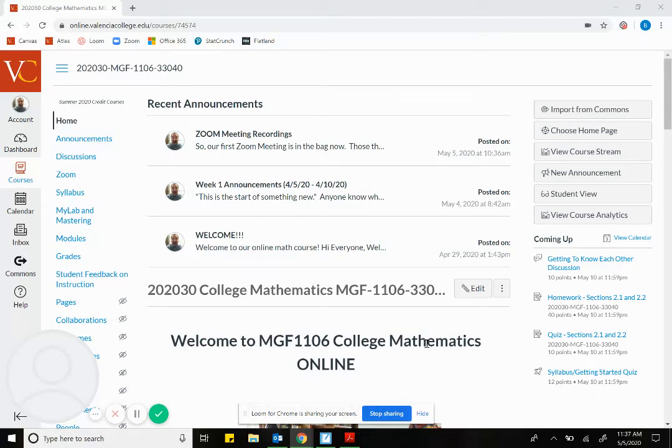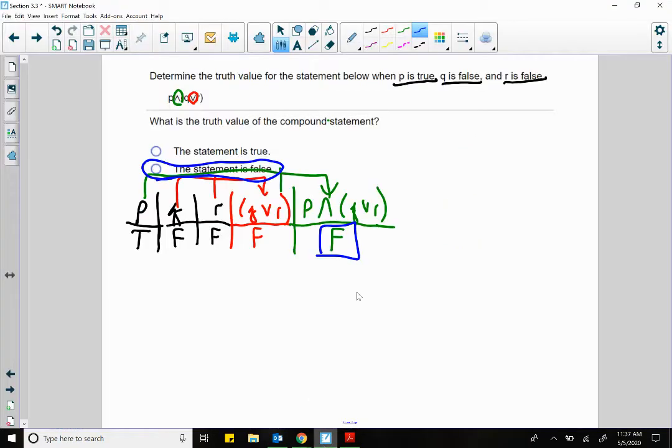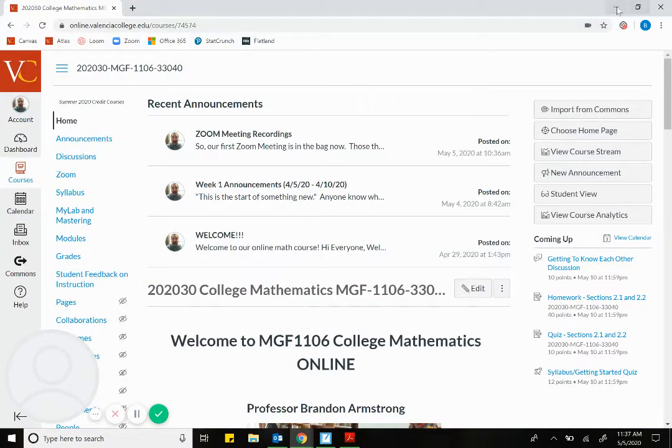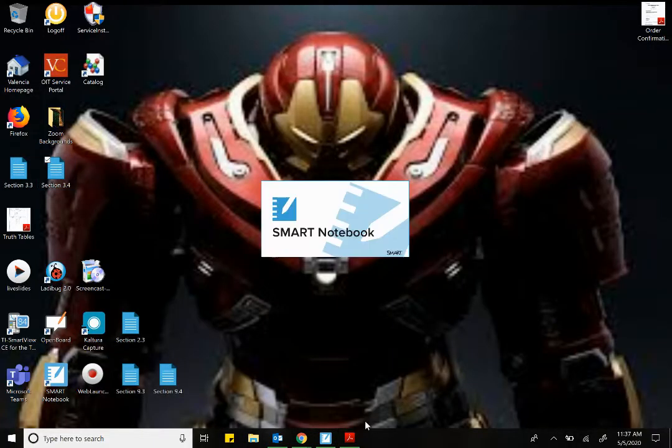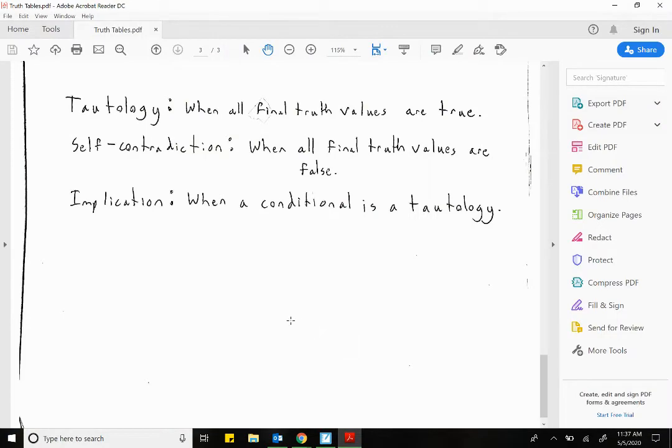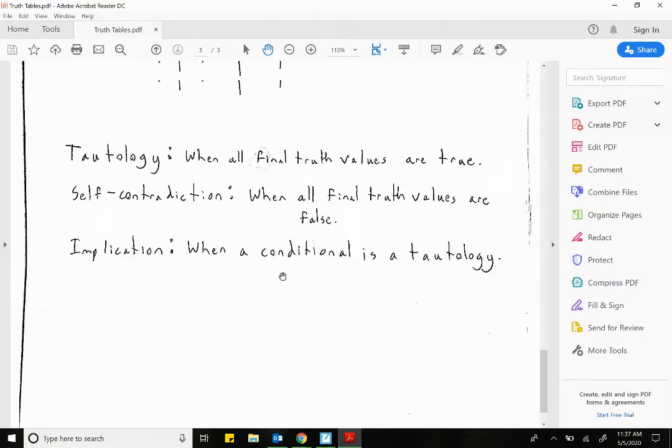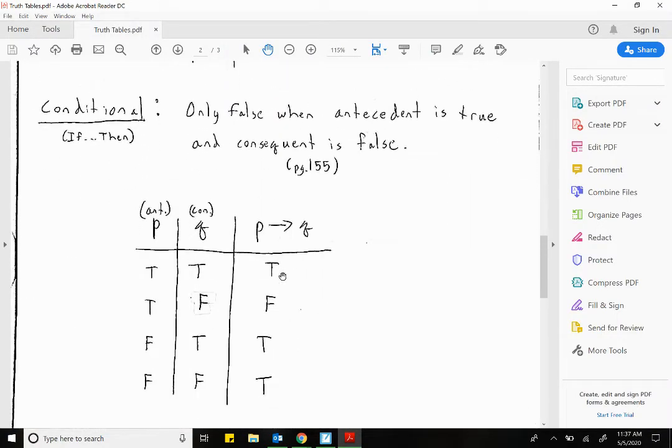Let's finish up the basics of truth tables here. So we're going to start talking about section 3.4. And in 3.4, oops, that was section 3.3, we're going to talk about conditionals and biconditionals. Okay, so while that is loading up, conditionals. Conditionals are the ones that you got to be careful of.